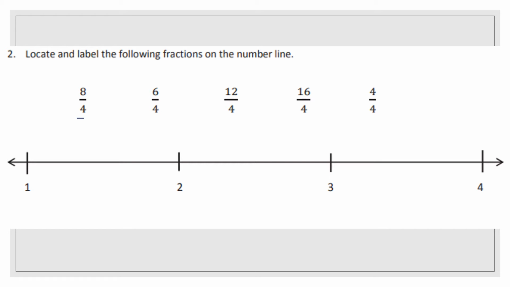We have 8 fourths, 6 fourths, 12 fourths, 16 fourths, and 4 fourths. As you can tell, it's a little bit of a mouthful. So I'm going to give you some time to locate where these 5 would be. Again, you can rewrite out the numbers, or you can, just like I did, drag them, draw a line to where they would be.